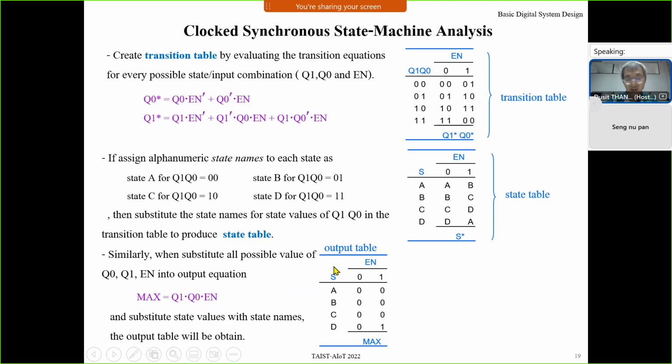So you can get this table, which is called the output table, to show the output. If you know, for example, that the current state is state D, and that the input value is now 1, you can know the output immediately by looking at this output table. Okay?